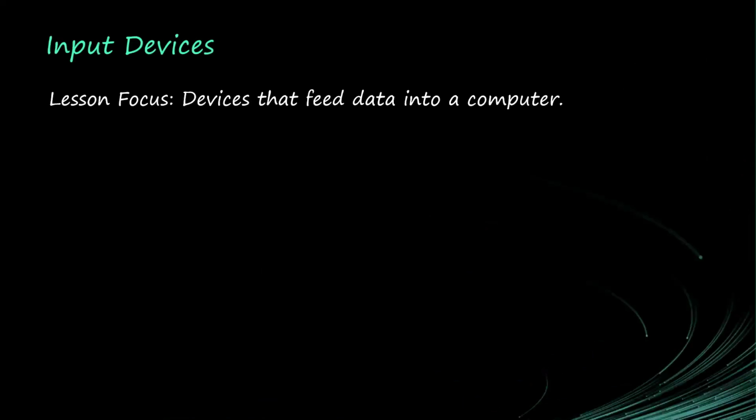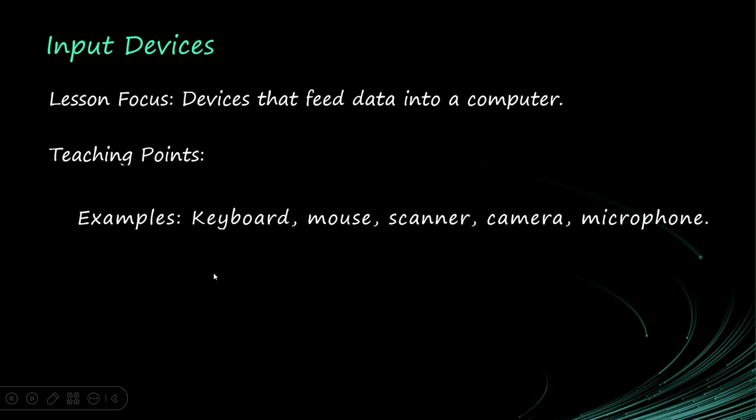So we'll talk about devices that feed data into a computer. Input devices are basically devices that feed data into the computer. Without input devices, the computer cannot get data from human beings or from users. So, teaching points: we'll be looking at some examples of input devices, the keyboard, the mouse, the scanner, the camera, the microphone.